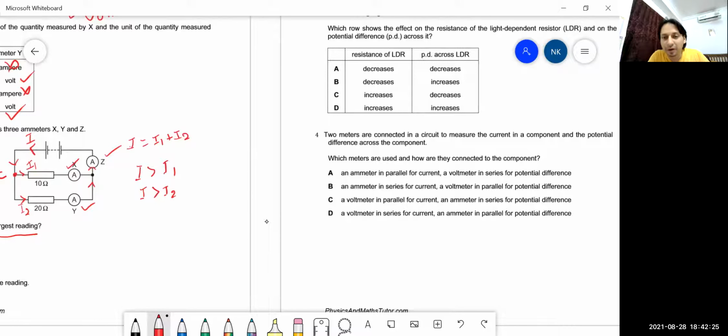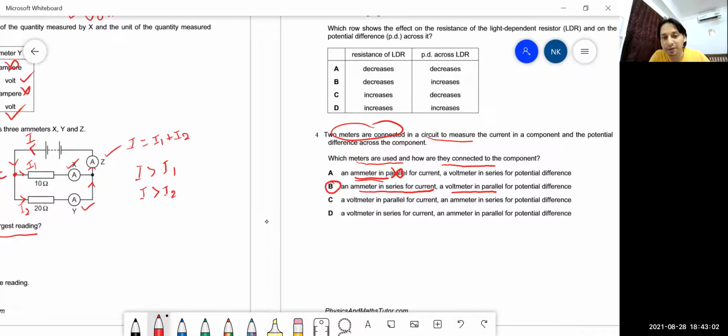Now see, which meters are used and how are they connected to the component? 2 meters are connected in a circuit to measure the current and the potential difference. So you know, to measure the current we use an ammeter. Here they said in parallel, which is wrong. An ammeter is always connected in series. So if this option is wrong, let me move to part B. An ammeter in series, this part is correct for measuring the current. A voltmeter in parallel is also correct to measure the potential difference. So I think the answer is B.